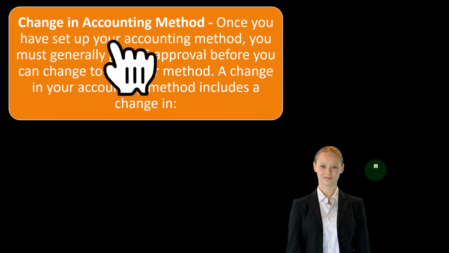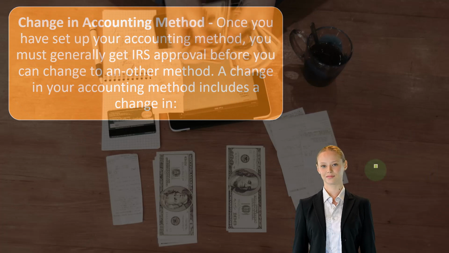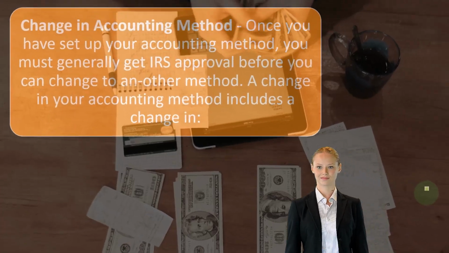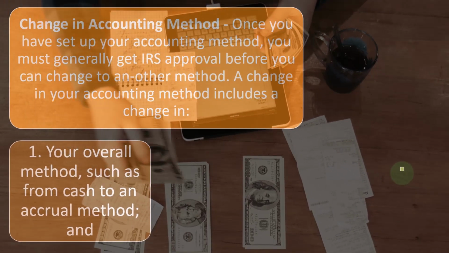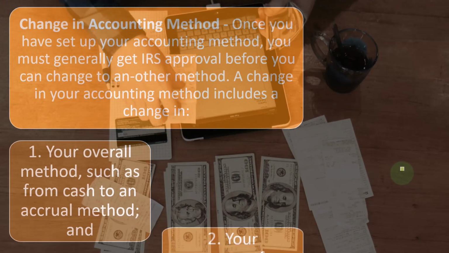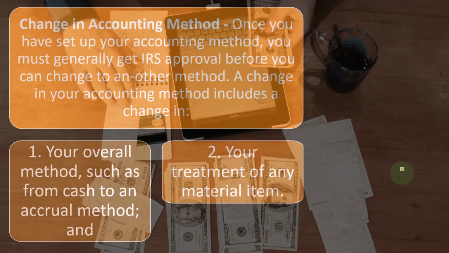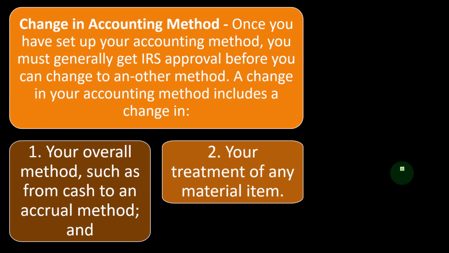So change in accounting method. Once you have set up your accounting method, you must generally get IRS approval before you can change to another method. So a change in accounting method includes a change in 1, your overall method, such as from cash to accrual method, and 2, your treatment of any material item. So that's why you want to get the accounting method correct the first time. You might have to change it in the future.